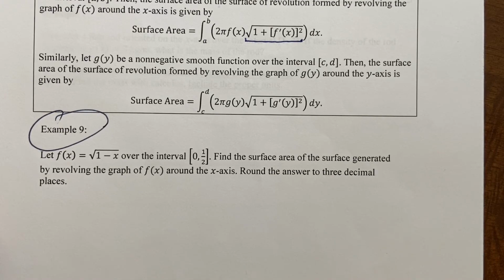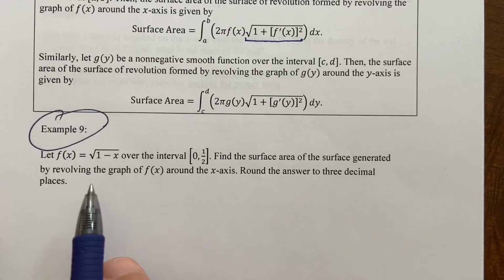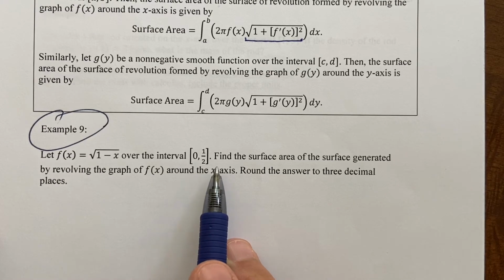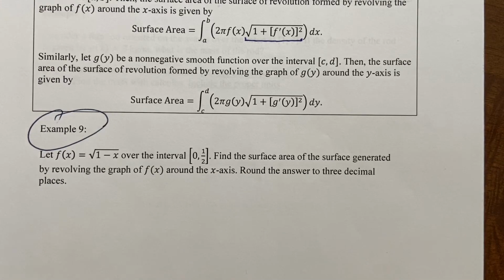Okay. So it says, let this be our function over this interval, 0 to 1/2. It says, find the surface area of the surface generated by revolving the graph of f of x around the x-axis. It says, round the answer to 3 decimal places. Okay.